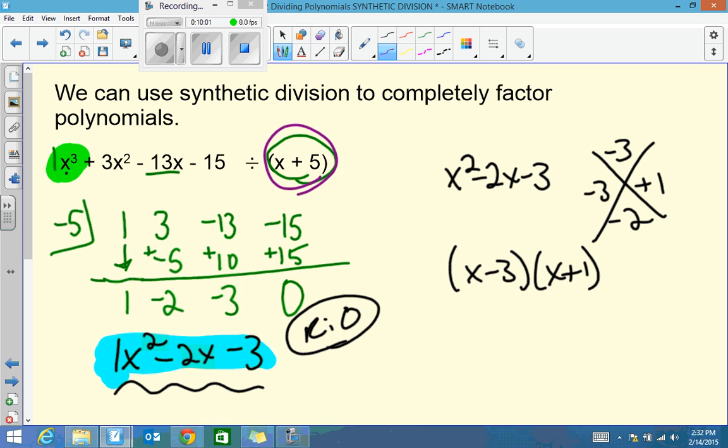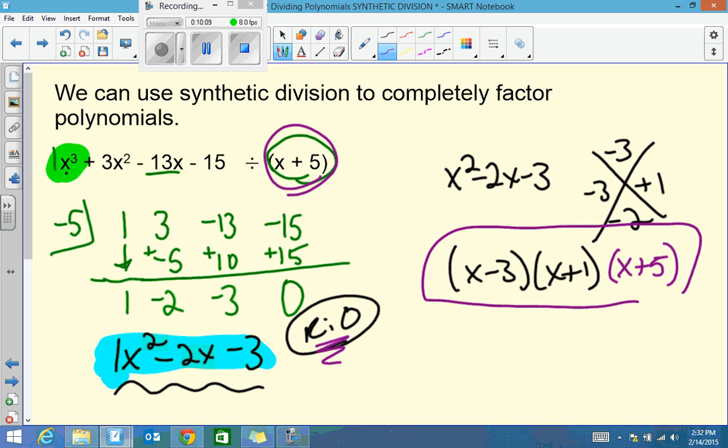And we also know that x plus 5 is a factor because of our remainder of 0. So we can add that to our list. So we have found all three factors of our original equation. And again, it's an x to the third, so we expect three factors. And using synthetic division, we're able to factor completely.